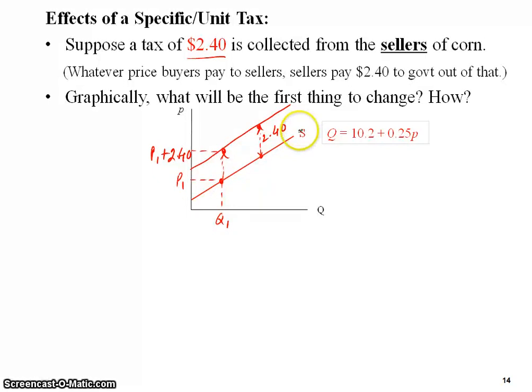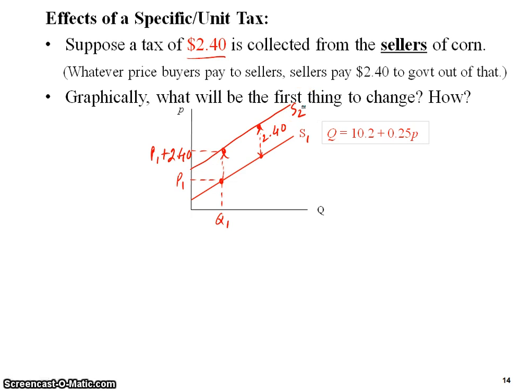Okay, let's call this supply curve, the new one, S2, and this one, the old one before the tax was imposed, S1. So for S1, this is the equation. Now for S2, we still don't have an equation, so this is what we are going to do now. We are going to derive an equation that will describe this new supply curve.